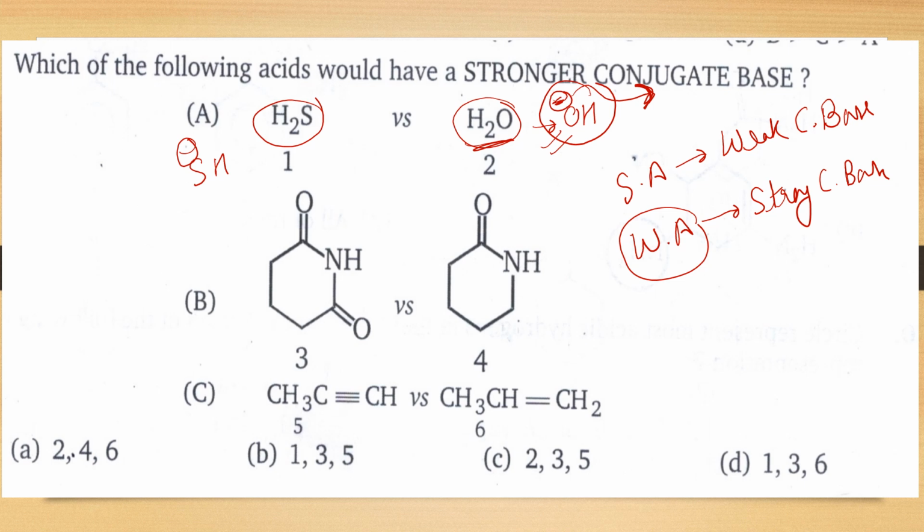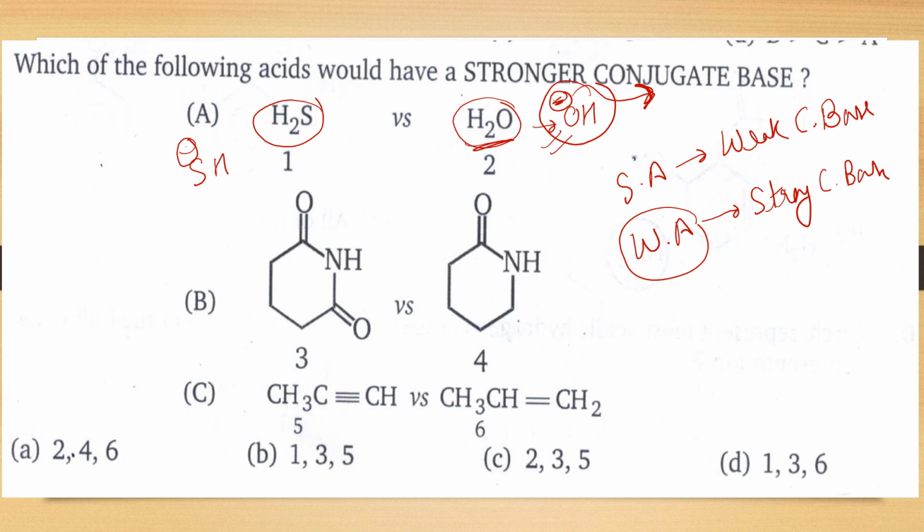So we can adopt either of two approaches. We can check which one is the weaker acid. H2O is the weaker acid, that's why its conjugate base, OH negative, will be stronger. The second approach is that we just find the conjugate bases. The conjugate base of H2S is SH negative and the conjugate base of H2O is OH negative. Now we can check their basic strength.